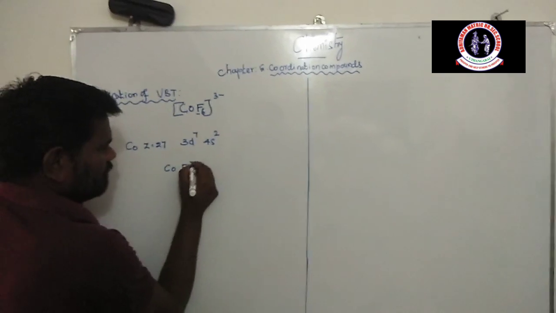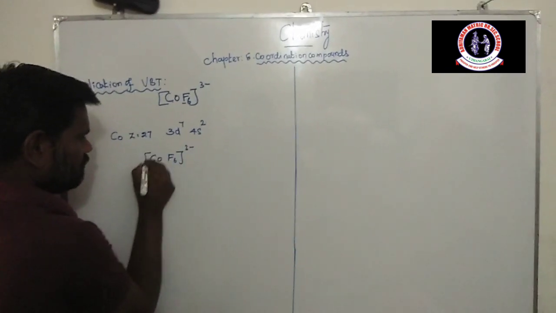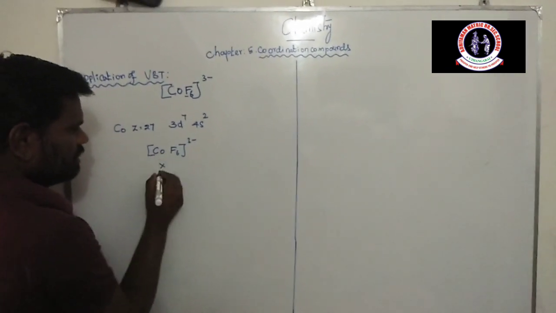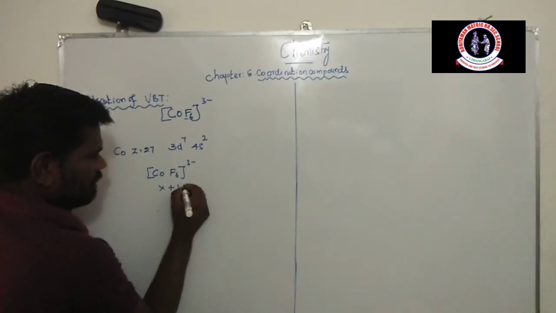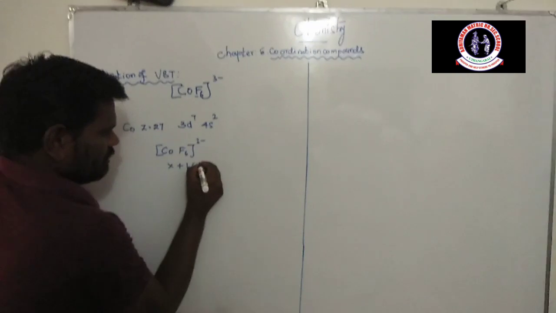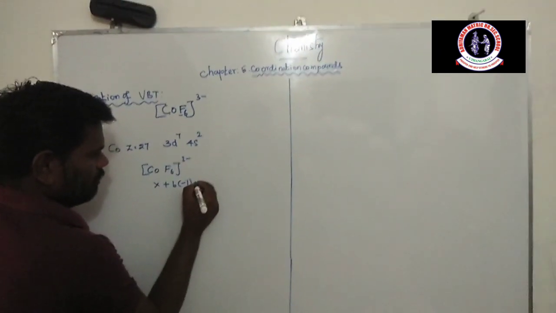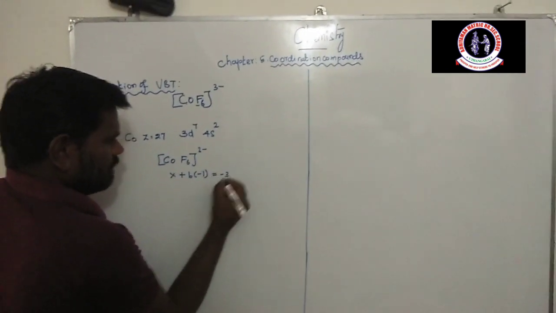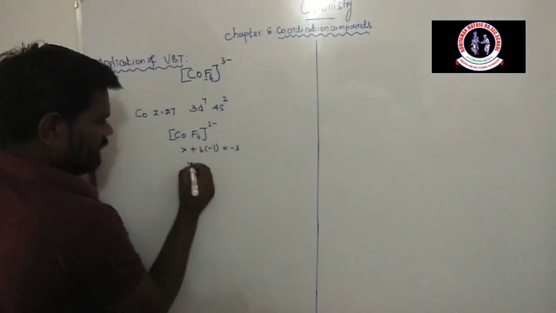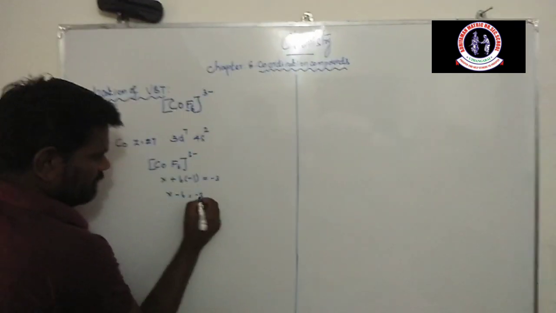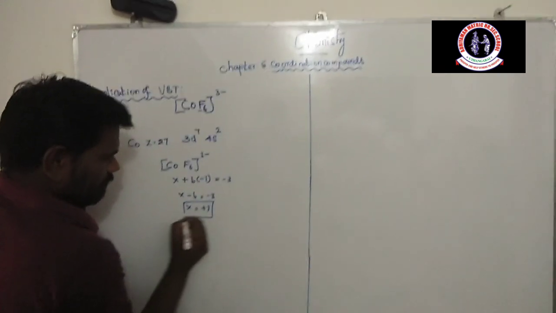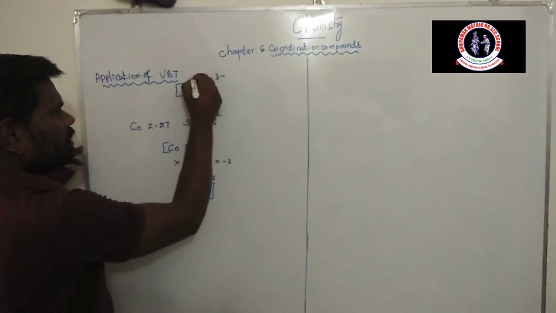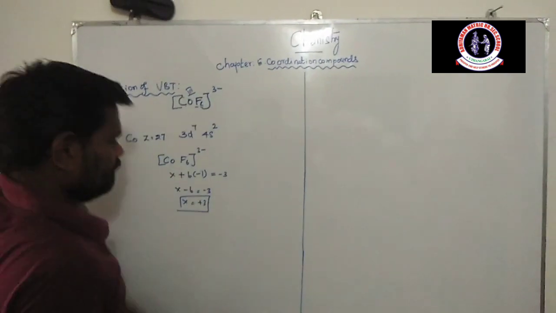Here, the oxidation state of the central metal atom: in [CoF6]3-, the oxidation state of cobalt is x, plus 6 fluoro ligands, which is equal to minus 3. So x minus 6 equals minus 3, x is equal to plus 3 oxidation state. Here cobalt's oxidation state is plus 3.